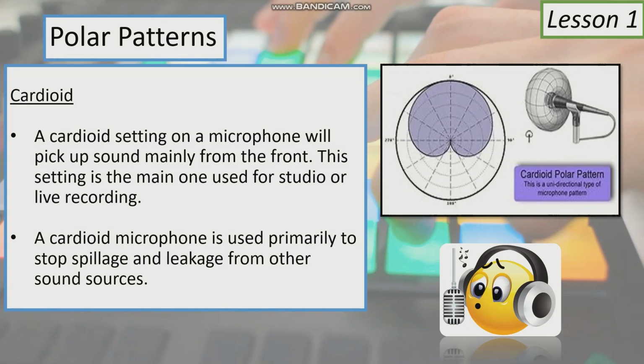So, our cardioid microphone will pick up sound mainly from the front of it, and it's very good to use this in a studio or for live recordings. Another use for our cardioid microphone is to stop spillage and leakage from other sound sources. So say you are performing live and you're using your dynamic microphone to sing into. You don't want that microphone to pick up the drum kit or the electric guitar that's playing next to you. Whereas this cardioid polar pattern is only going to allow you to pick up the sound that's coming directly from the front of the microphone. So that'd be very good to use for a singer, for example.